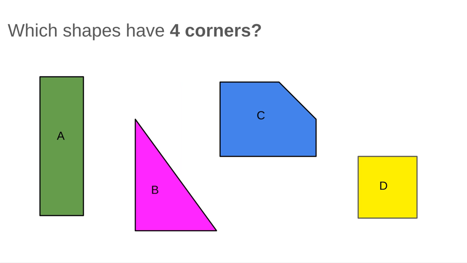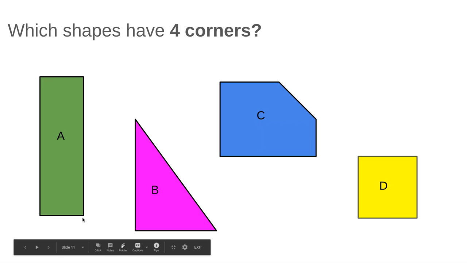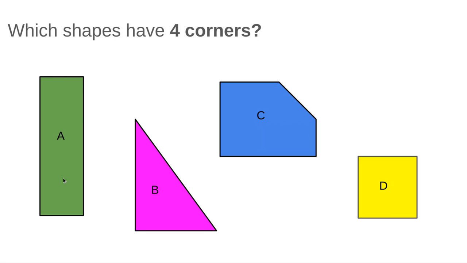Can you look at these shapes and point on your screen? Which shapes have 4 corners? I'm going to give you a minute to count. And point to the ones that have 4 corners. Remember, the corners are these things up here. All right, let's check. Does A have 4 corners? 1, 2, 3, 4. It does. So this rectangle has 4 corners.